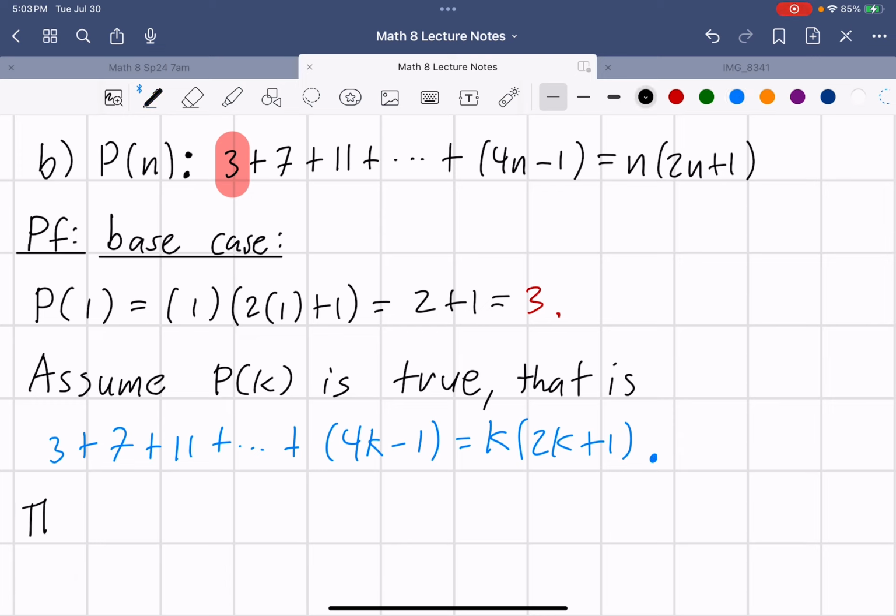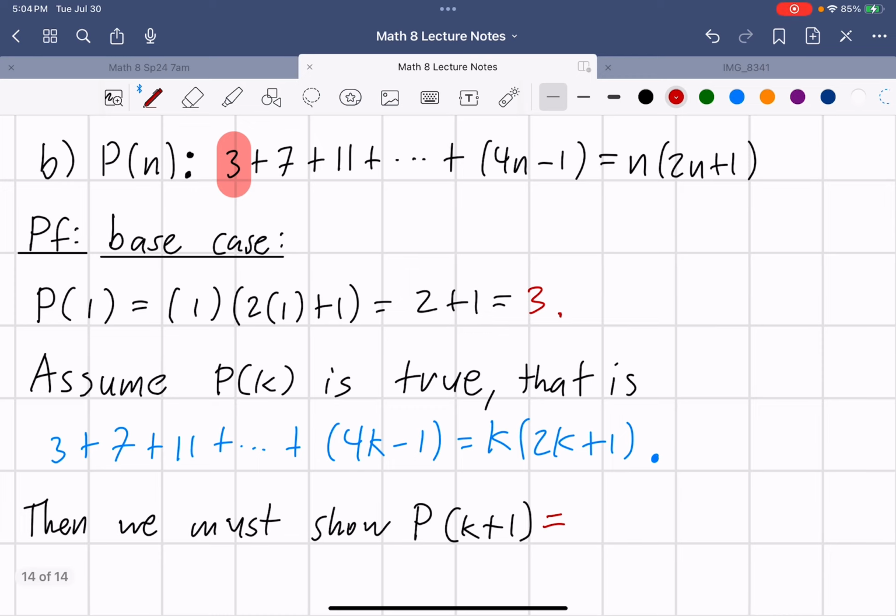Then it just becomes very algorithmic, step by step. We must show P of K plus 1. And this step, you don't have to show it, but I always like writing what it looks like for P of K plus 1 to be true, just because it helps me visualize what my end goal is going to be. So 2K plus 1 plus 1, right?